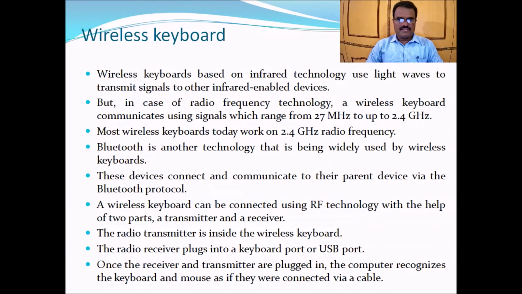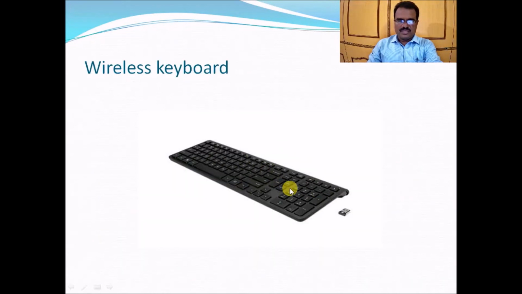A wireless keyboard can be connected using radio frequency technology with the help of two parts, a transmitter and a receiver. The radio transmitter is inside the wireless keyboard. The radio receiver plugs into the keyboard port or via USB port. So here, the radio transmitter is available on the keyboard, and the receiver we have separately. This can be inserted in the computer's USB, so that these two devices work together: the transmitter is already placed inside the keyboard, and this is the receiver at the computer's end.